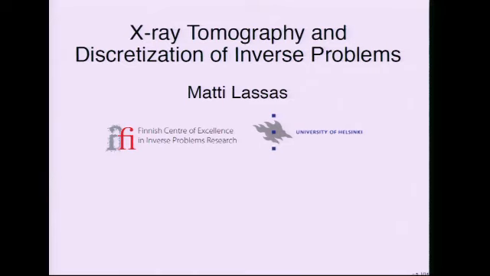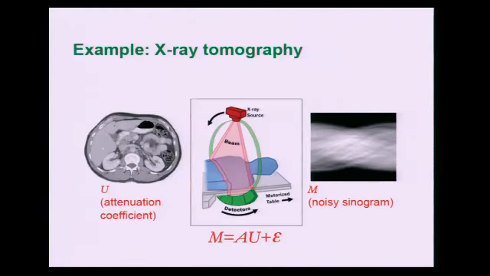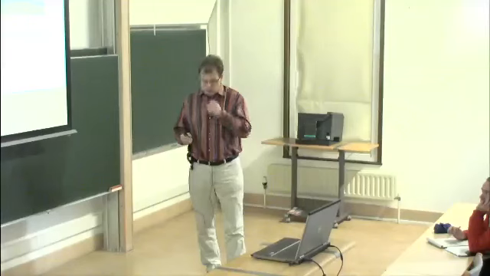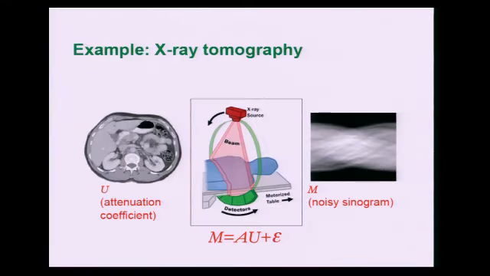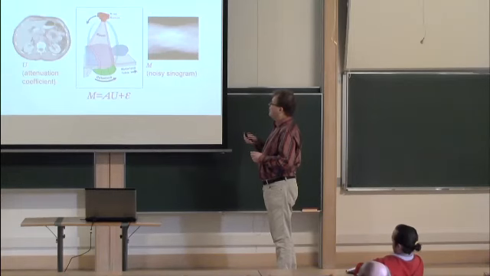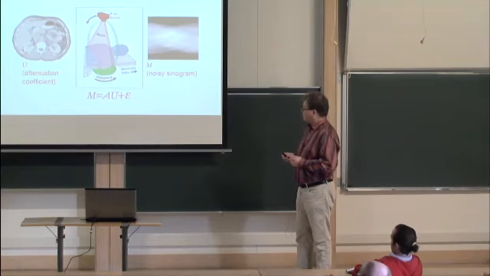So I will speak about discretization of inverse problems, and as an example of this I will consider X-ray tomography. So let us consider first how I formulate measurements. We are interested in the attenuation coefficient, for instance inside the human body, and then we do an X-ray measurement. Here we denote this unknown as the attenuation. Then we have an X-ray measurement that is linear, which corresponds to a linear operator A here, and then we add some noise and get this noisy sinogram.